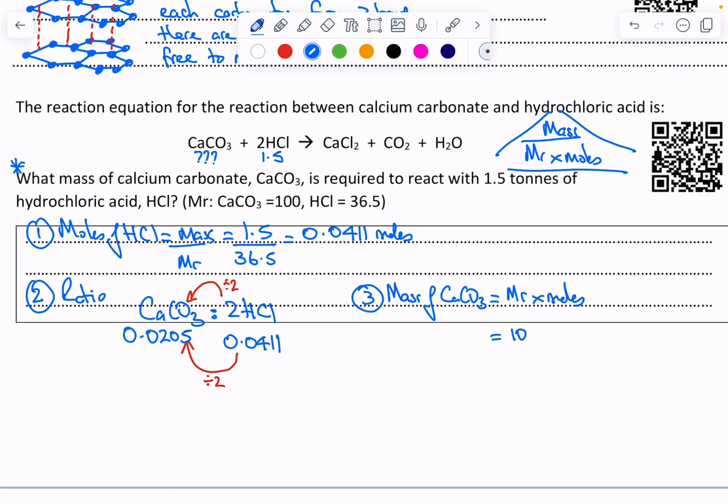So the Mr from the question is 100. The moles is 0.0205. So if we times it out by 100, that's going to give me an answer of 2.05, and that is going to be tons, because the original was in tons, of the calcium carbonate.